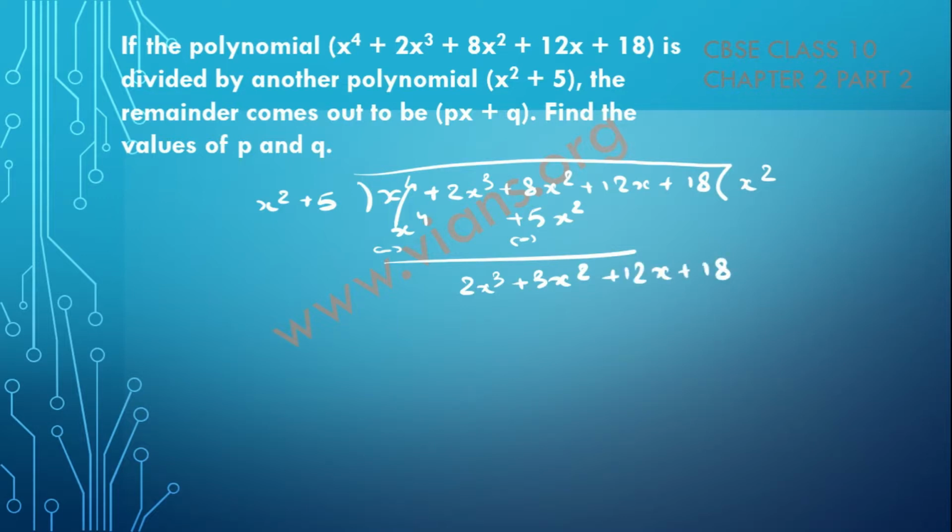What when multiplied by x square gives you 2x cube? That is 2x. 2x cube plus 5 into 2x is 10x.